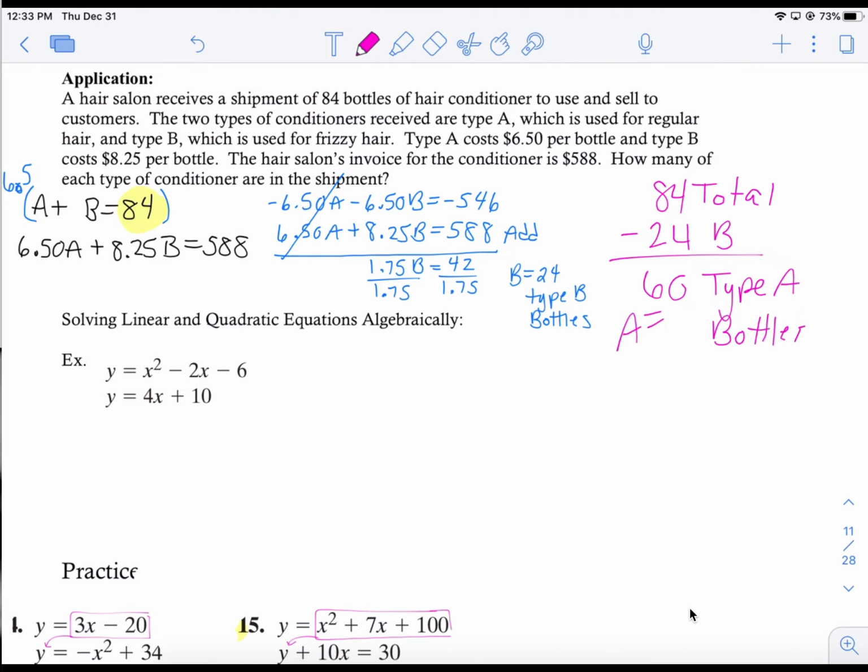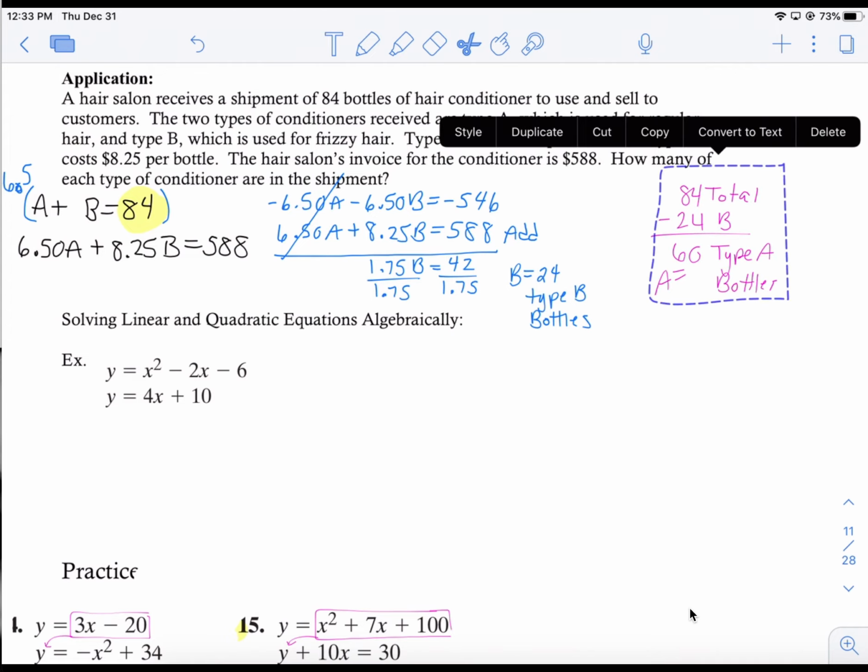Okay? All right, if you need to pause that for just a second, go ahead and copy what you see. Otherwise, we're going to do one more problem, and this one is going to be quadratic.